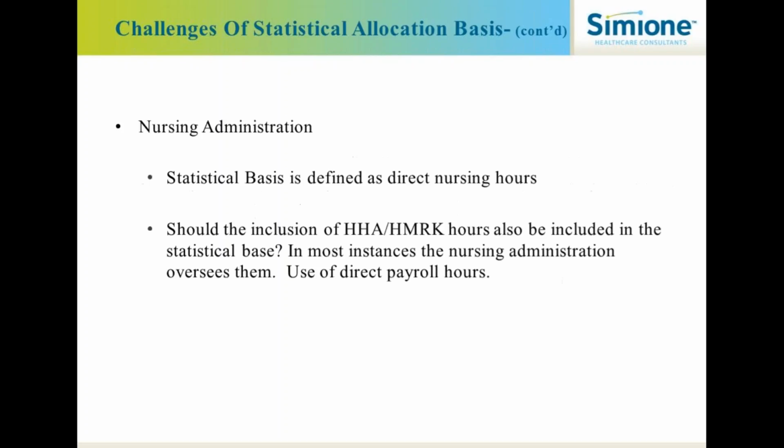Next slide, nursing administration. The statistical basis is defined as direct nursing hours. Thing to consider here is should you include the home health aide and homemaker hours as well, because in most instances the nursing administration oversees them, so you may want to use direct payroll hours. Staff transportation, again the statistical basis here is for mileage. Doesn't allow for the assignment of administrative staff or direct care staff. Again, you may have to do some reclassifications to get your mileage in the proper buckets.